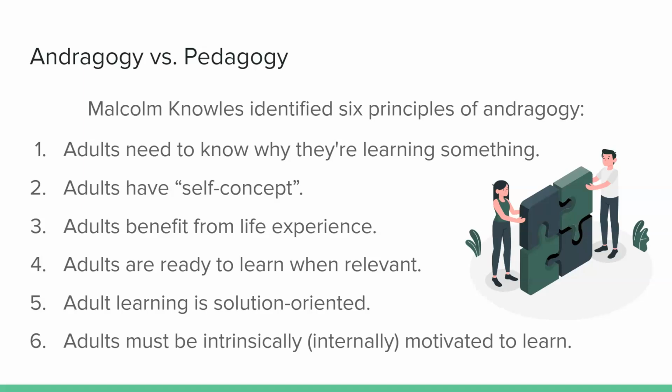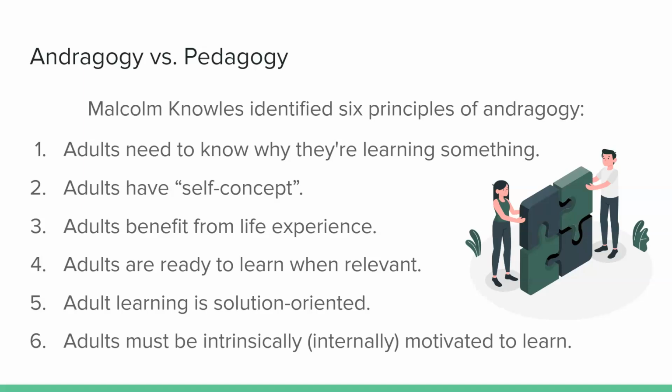The third principle is that adults benefit from the life experience that they already have. So adults can draw on their life experiences, and they're actually a wonderful resource for their peers to enhance the learning environment. And the fourth principle is that adults are ready to learn when they see the relevance. So when they see the benefit of what they're going to learn, they have to understand how this is going to support them, and then they'll be ready to learn. So we'll talk about those strategies.